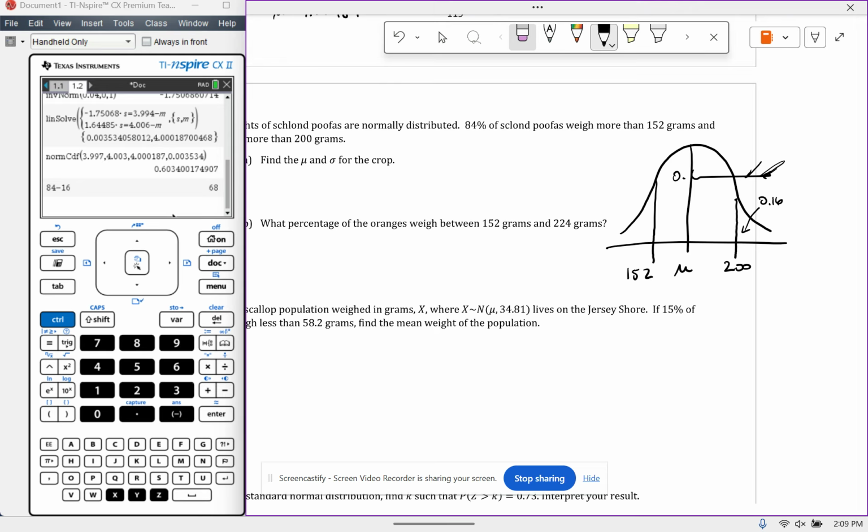They used to be oranges, but those are boring, so I changed it to Schlampupas. What percentage of the Schlampupas weigh between 152 grams and 224 grams? I don't know, I'm gonna have to draw a new diagram, because that's what I always do.